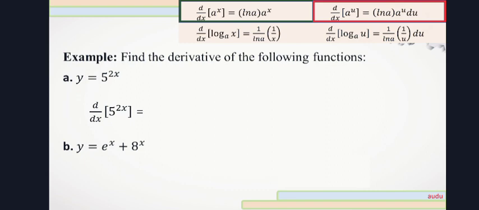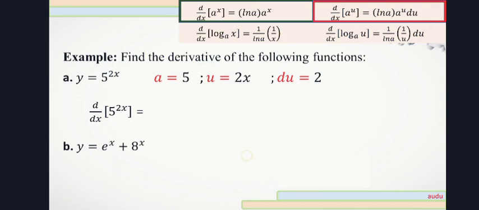So alamin muna natin kung ano yung a, u natin, a raised to u, and what is our u, and what is our du. So what is our a? 5. That is your base. Your u is your exponent, and the derivative of u is 2. So kompleto na. Malalaman na natin yung derivative ng 5 raised to 2x. Substitute lang natin sa formula kanina.